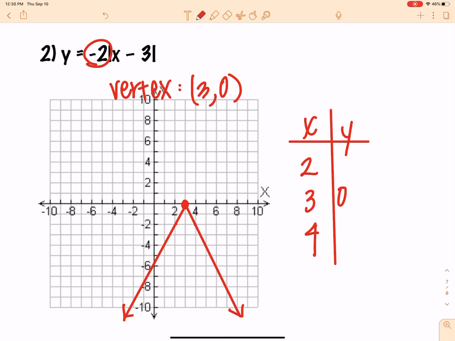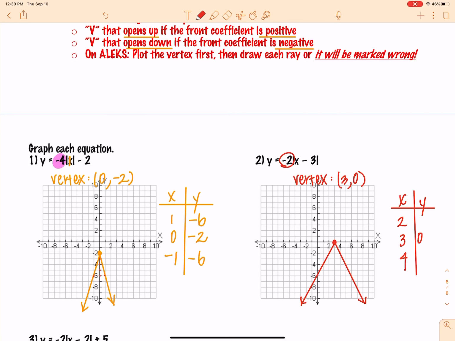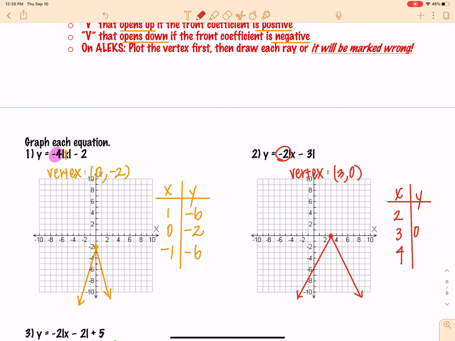And like I said, you guys need to have this on your project anyways, so it's good for you guys to know how to find these equations. So try number 3 all by yourself and then return back for the answer.